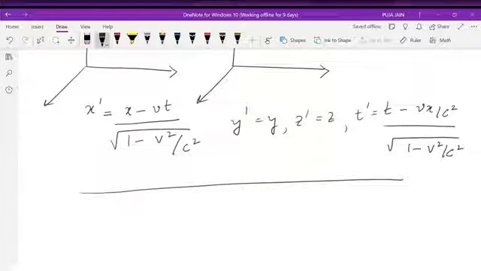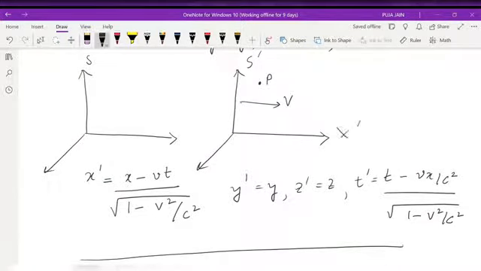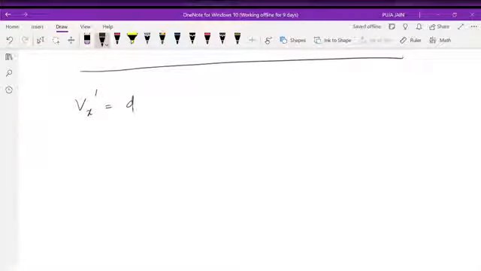Okay, also there is the velocity transformation equation. Similarly, if this is our x-axis and x dash axis, and this is y and z dash. Okay, so in this also we can find our velocity formulas. We know Vx dash is dx dash by dt dash. You can differentiate and you will get this value as Vx minus V, divided by 1 minus Vx V by c square, where Vx is the velocity in the S frame and V is the velocity with which the S dash frame is moving.